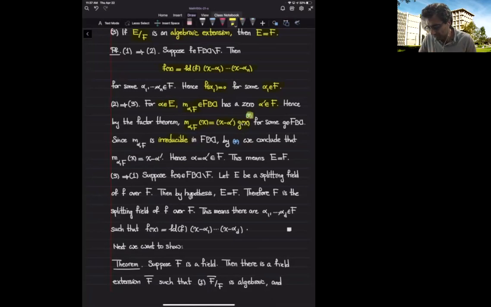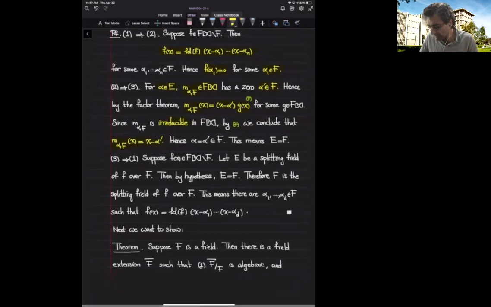Because of this factorization that we have over here, we can deduce that the degree of the minimal polynomial should be 1. The minimal polynomial should be precisely x minus alpha prime. Remember that both of them are monic polynomials, so we get the equality. And that means that alpha, which is a 0 of this polynomial, is alpha prime, and that belongs to the field capital F. That finishes the proof of this step.